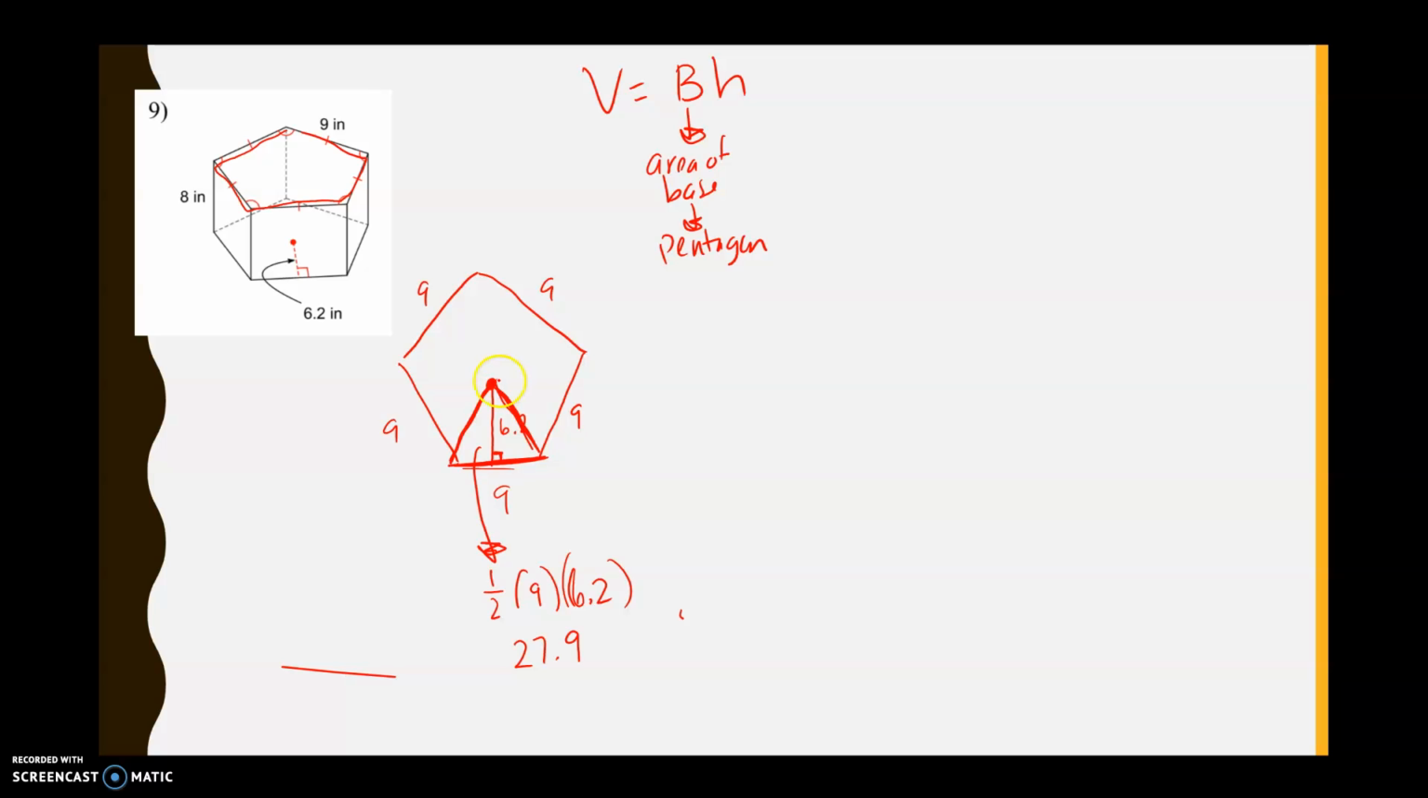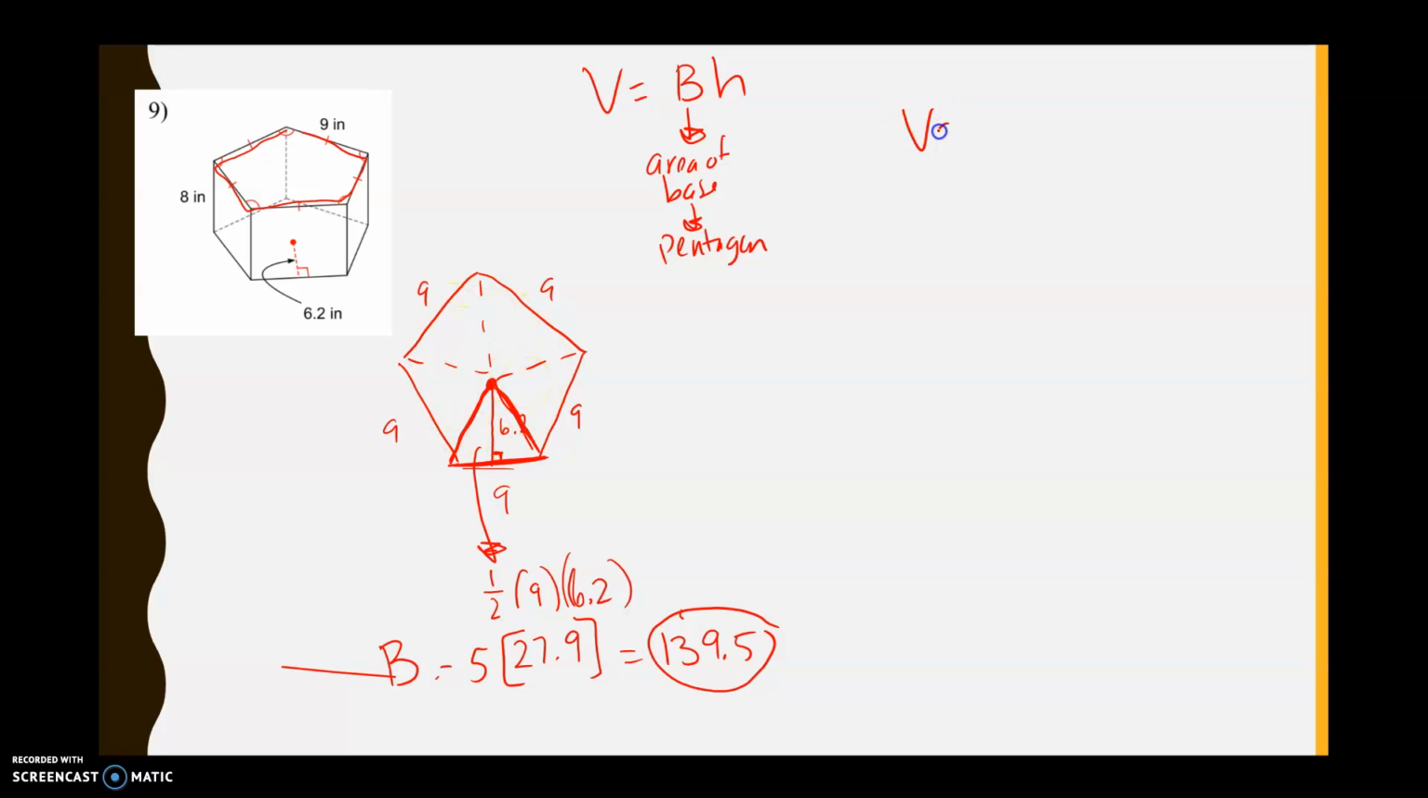But I have a total of 5 triangles in here. So I'm going to take this 27.9 and times him by 5. And that's going to give me 139.5. So all of this is what my big B is equal to. I just found the area of one of my triangles, and I times it by 5, and that gave me the area of the entire pentagon.